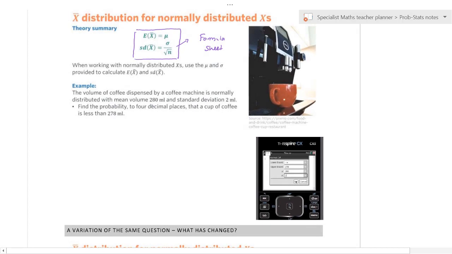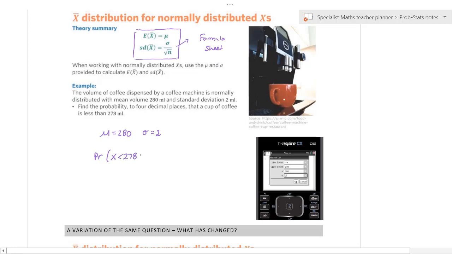Okay, so it says here the volume of coffee dispensed by a coffee machine is normally distributed with a mean of 280 and a standard deviation equal to 2 mils. Find the probability, correct to 4 decimal places, that the coffee cup is less than 278. Now, I'm going to say we're going to use X. X is less than 278.